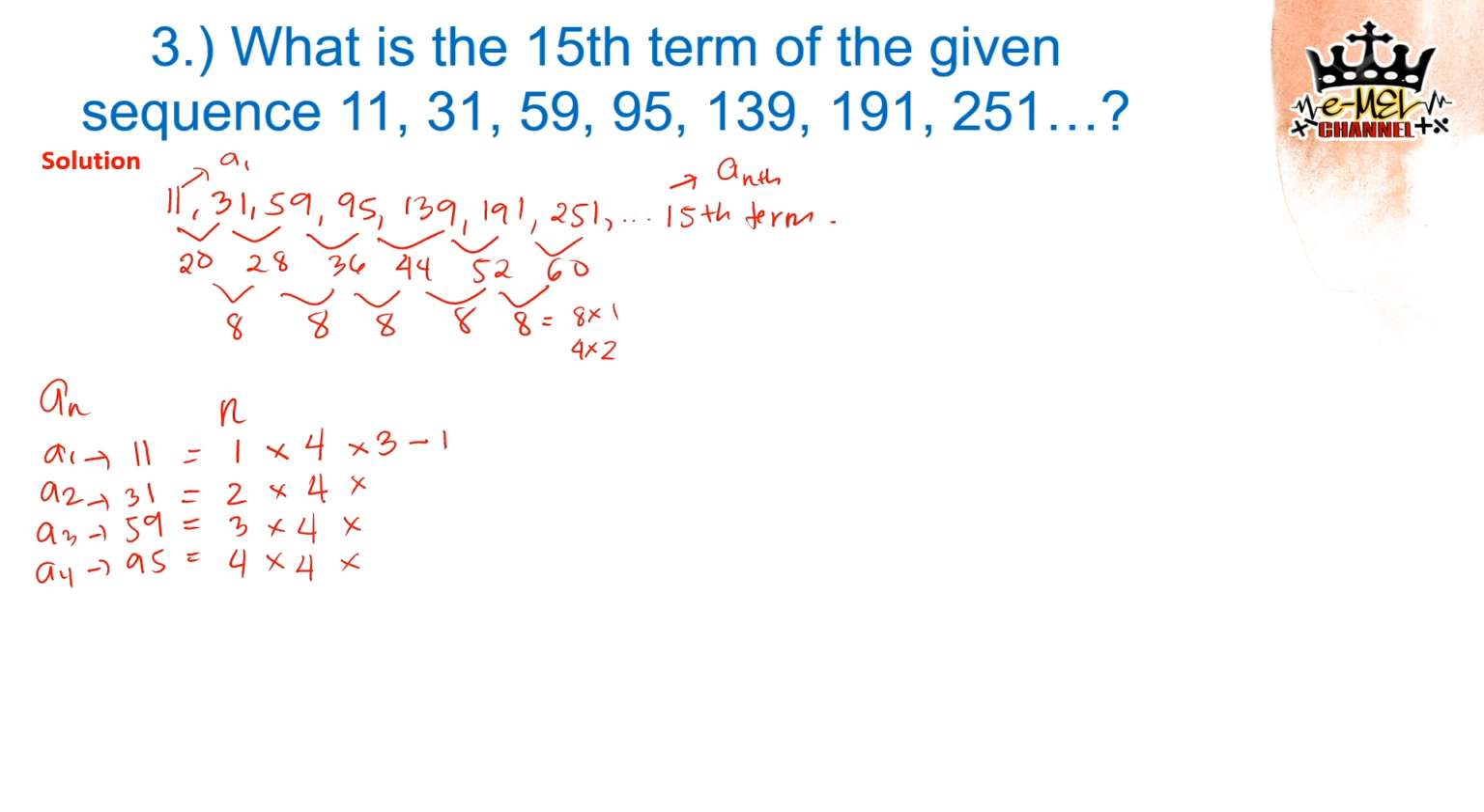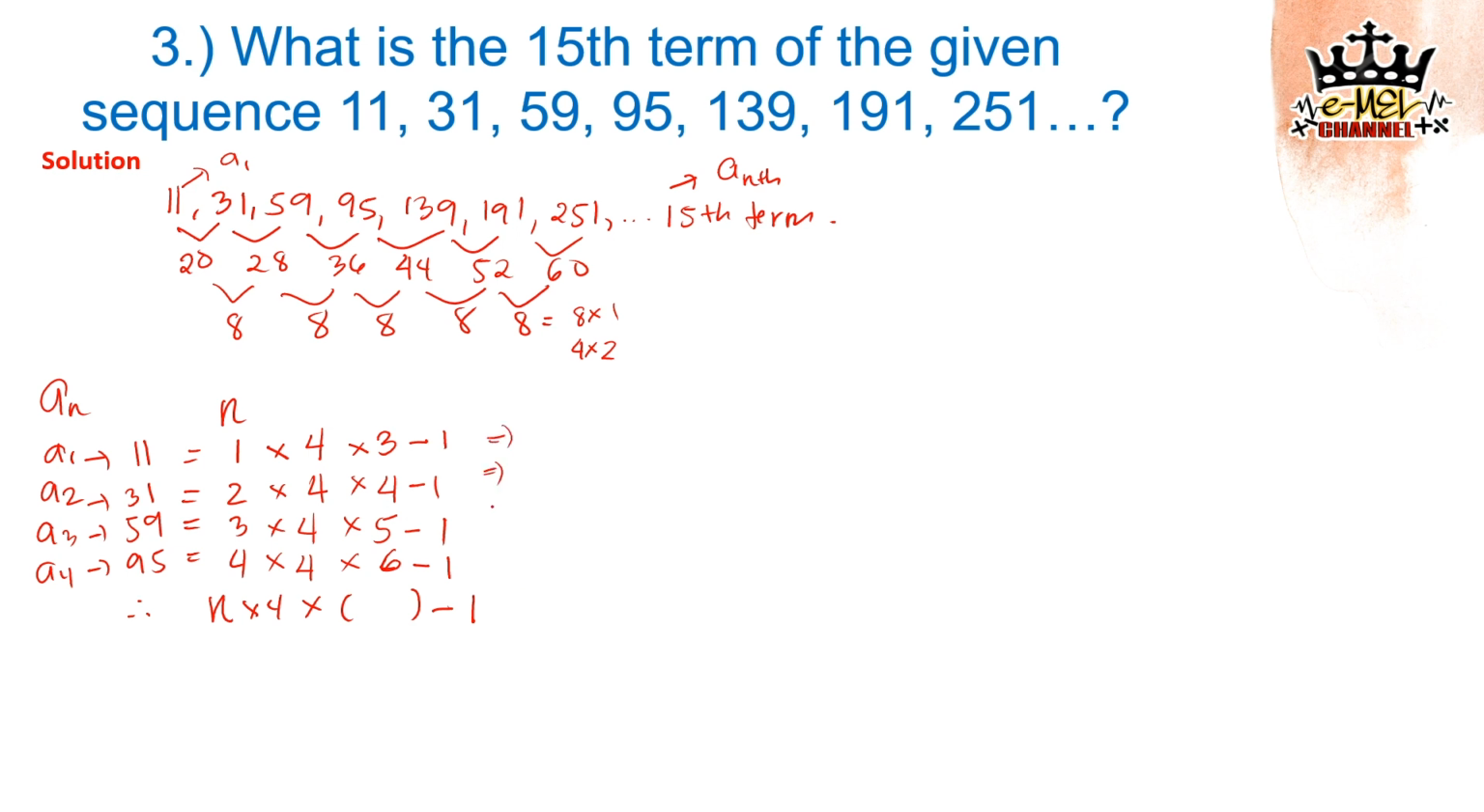2 times 4 is 8. To make it 32, you should multiply it by 4, then minus 1. 3 times 4 is 12. To make it 60, you multiply it by 5, then minus 1. 4 times 4 is 16. To make it 96, you multiply it by 6, then subtract 1 to make it 95. Therefore, we now have n times 4 times, we don't know yet what the number is here, but all of this shows consistency.